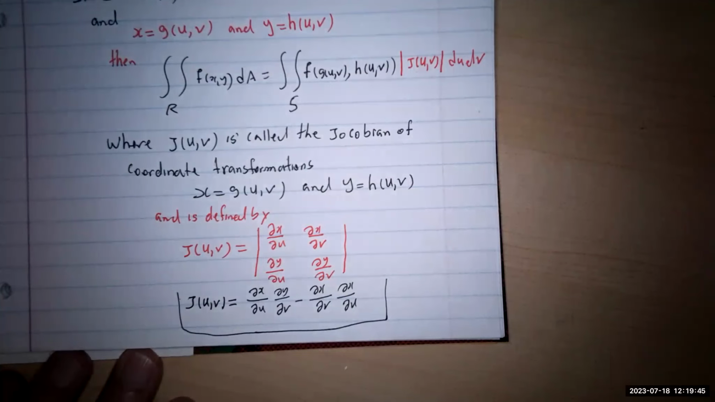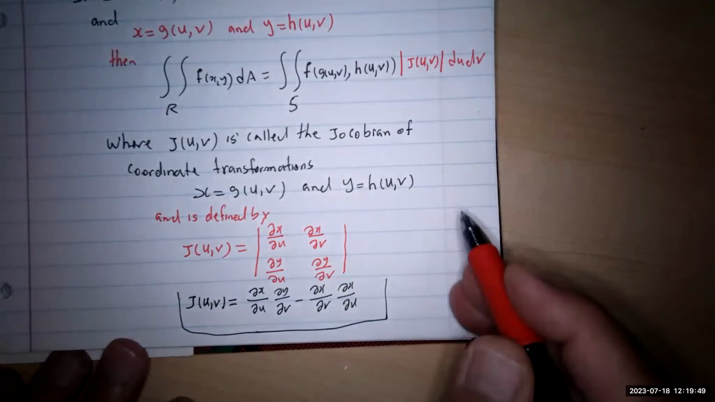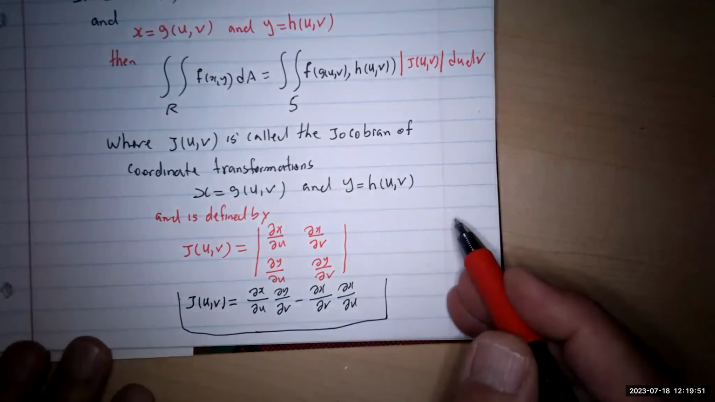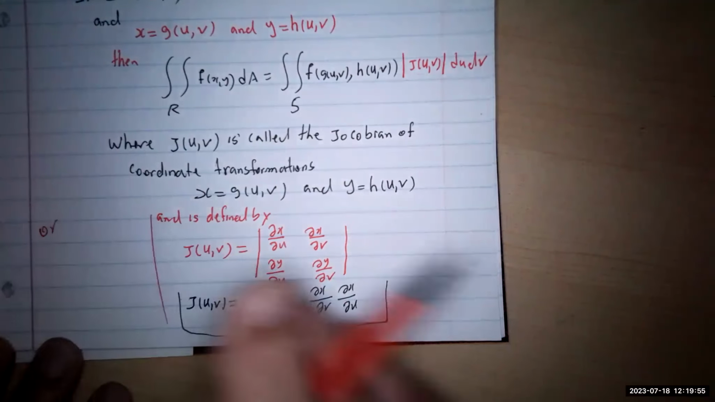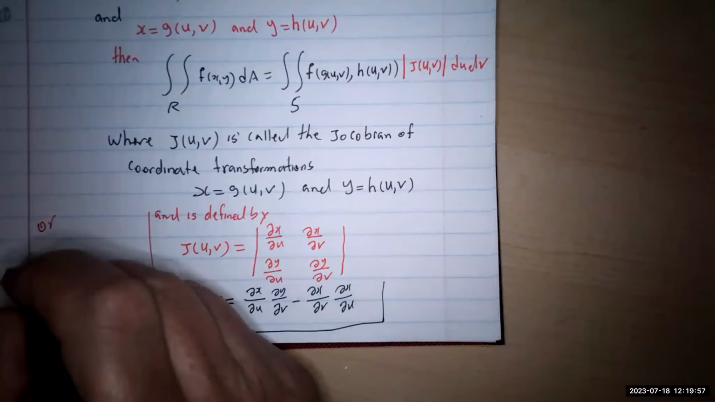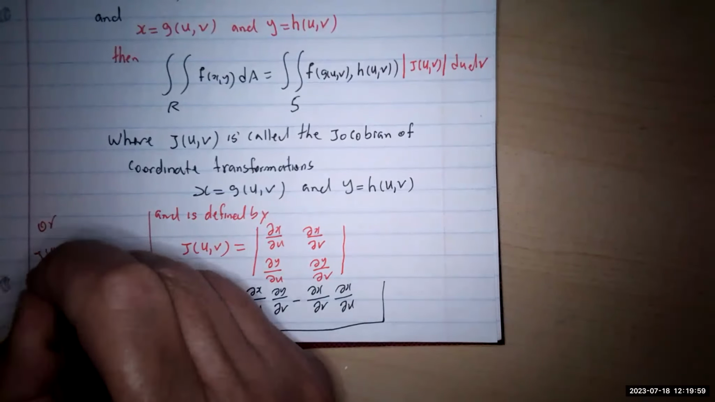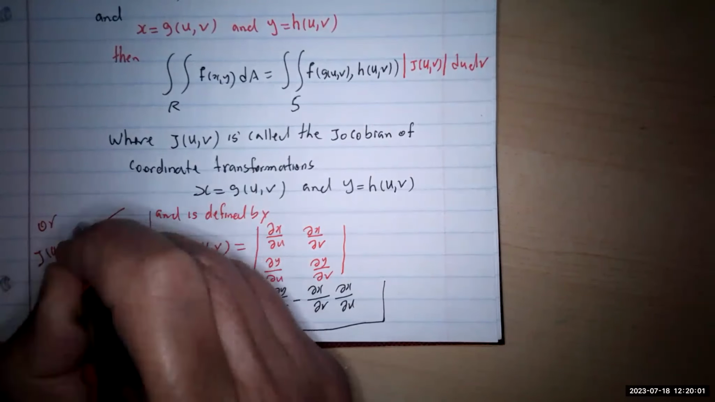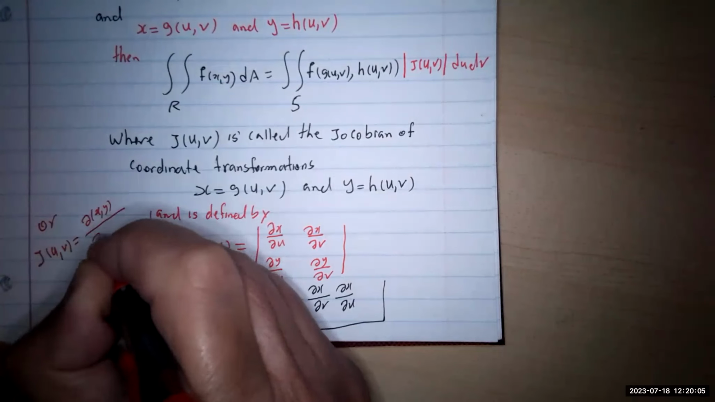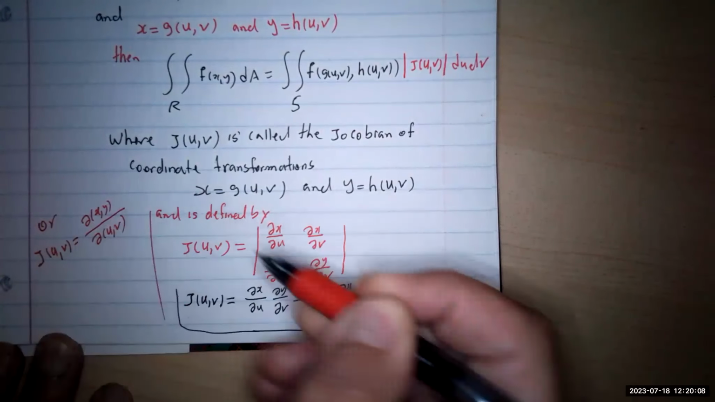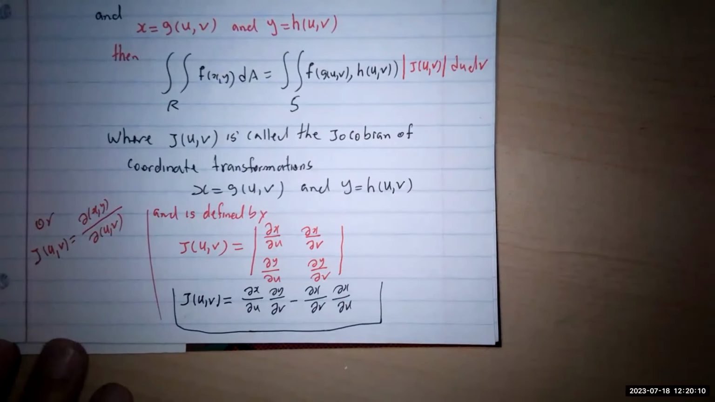Okay, so sometimes they use this notation in your book, but I go with that. The notation that they use is the Jacobian of u comma v equals rho of x comma y over rho of u comma v. But you have to know the formula. You get this one done.